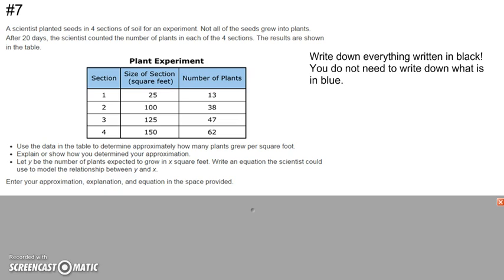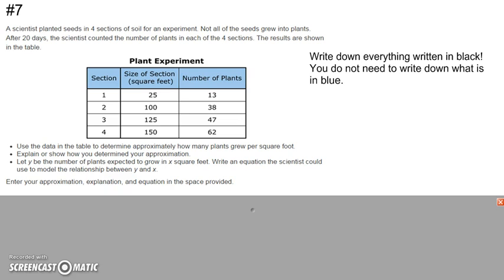Number 7 says, a scientist planted seeds in 4 sections of soil for an experiment. Not all of these seeds grew into plants. After 20 days, the scientist counted the number of plants in each of the 4 sections. The results are shown in the table.